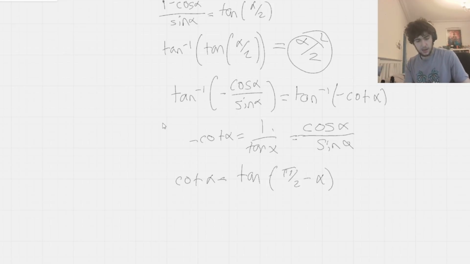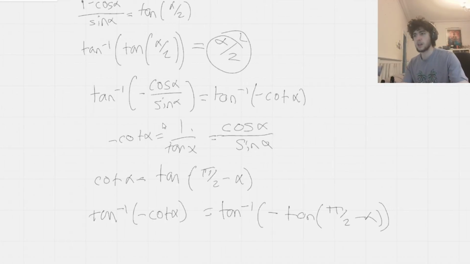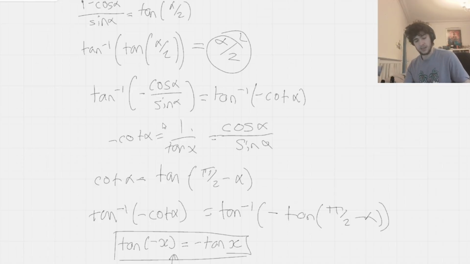So because we know that, we effectively have that arctan of minus cot alpha is just the same as arctan of minus tan of pi over 2 minus alpha. Right? Now, we still have this minus sign here, which is a bit annoying, because otherwise you'd just be able to say arctan of tan, just inverse. But that's okay, because tan is an odd function, which means tan of minus x is equal to minus tan x. So effectively, this means it's symmetric about the origin.